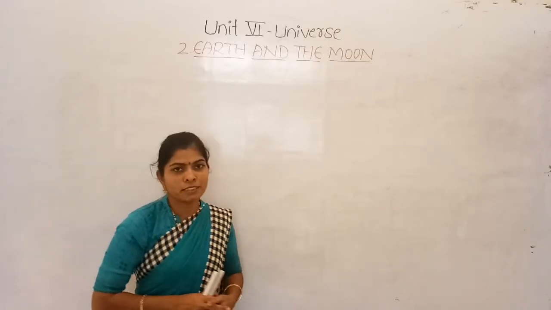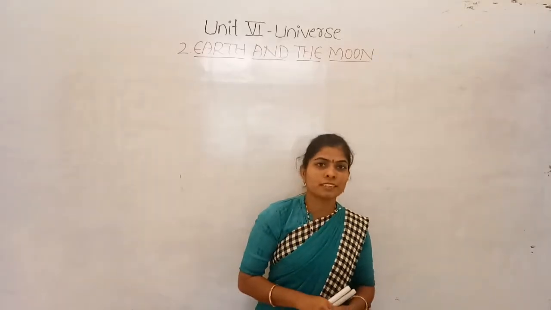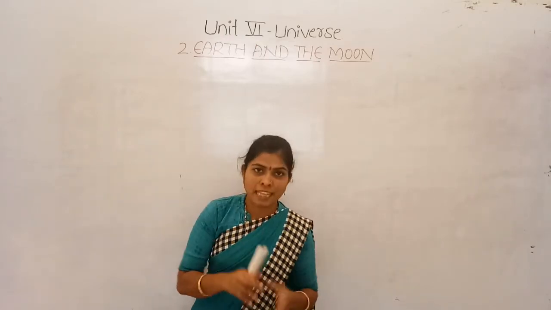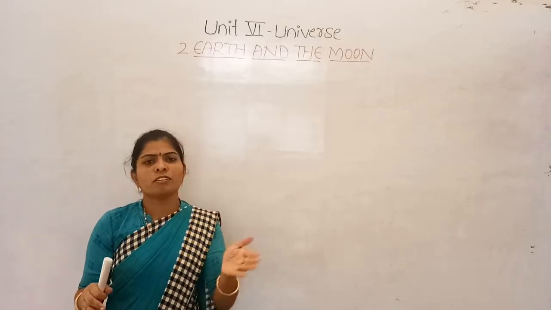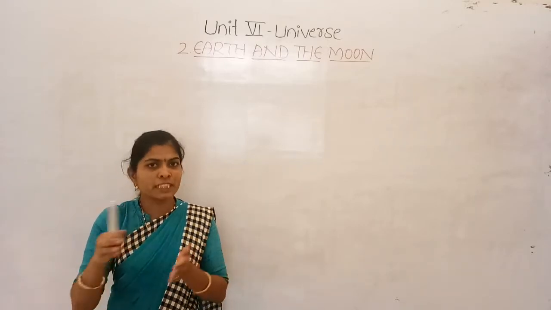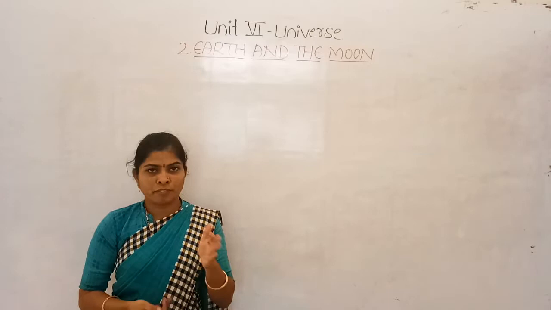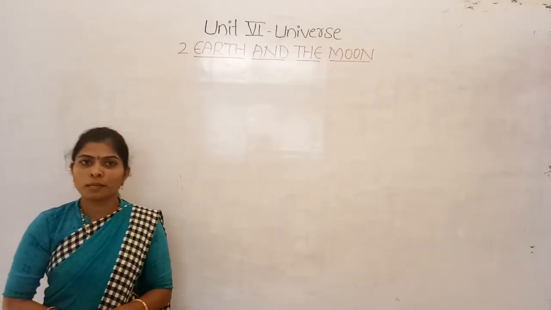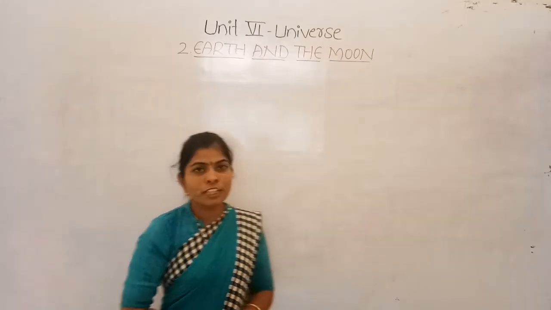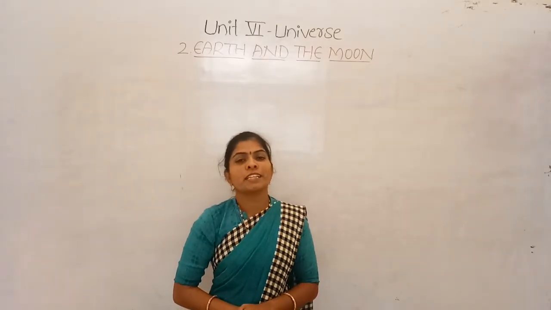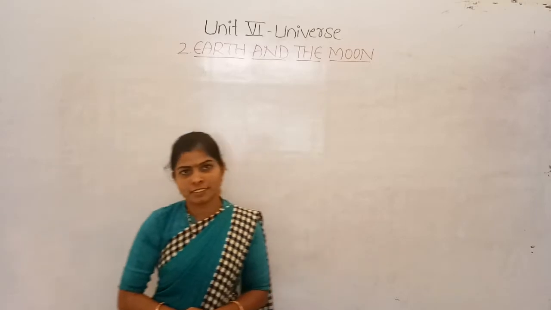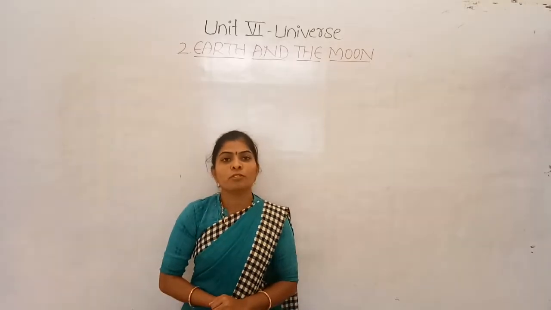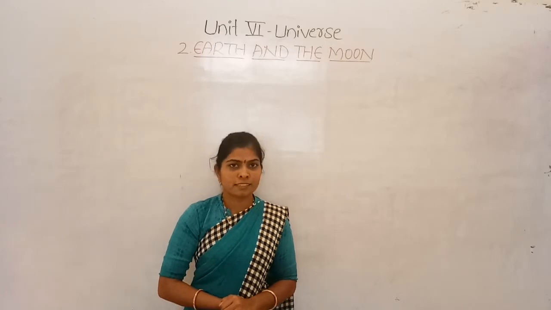So what is lunar month? Yes, the lunar month is the time taken by the moon to complete its cycle, means the different phases. So the time taken by the moon to complete its cycle of different phases is called the lunar month. And the duration of the lunar month is 29.5 days. And to complete one revolution around the earth, the moon takes 27 days.